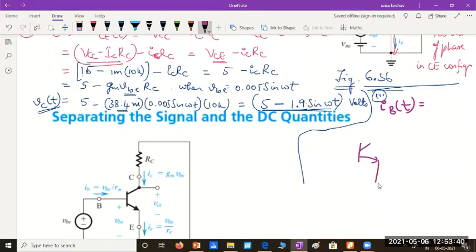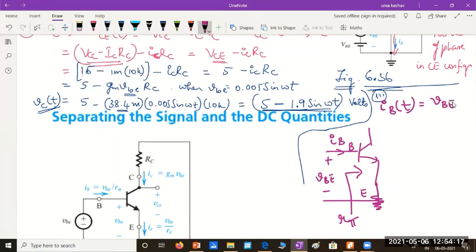See here. This is VBE, the total voltage. This is the total current IB. What is the resistance seen from here to here? What did we call this resistance? R pi. So can I define this current as voltage by the resistance? R pi is the resistance between the base and emitter junctions when the emitter is grounded. So I'll directly define IB as VBE divided by R pi.